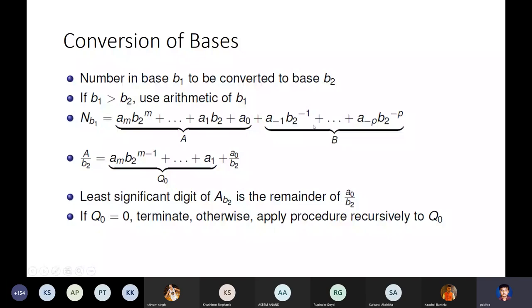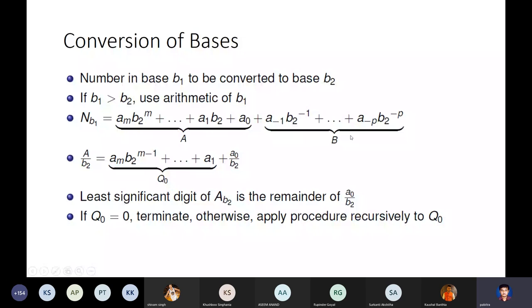So this is an example. Let's say I want to convert decimal 548 into octal, base 8. So what I'll do is divide 548 by 8. The quotient is 68. Remainder is 4. And I divide 68 by 8.